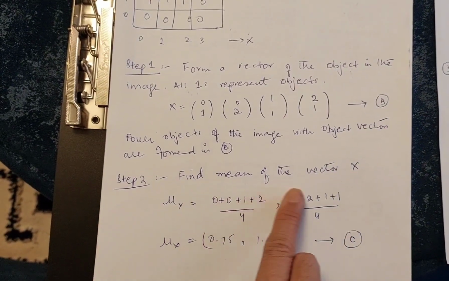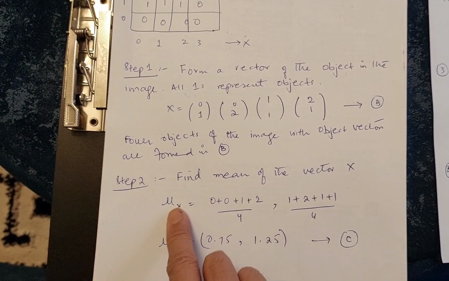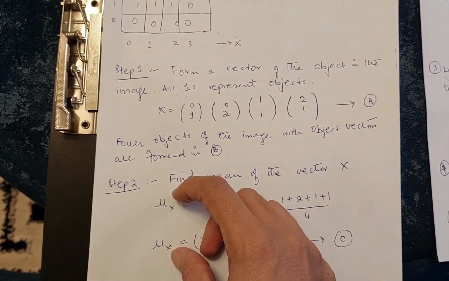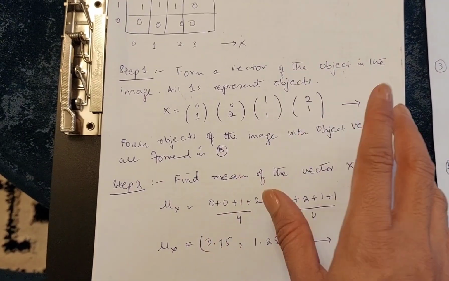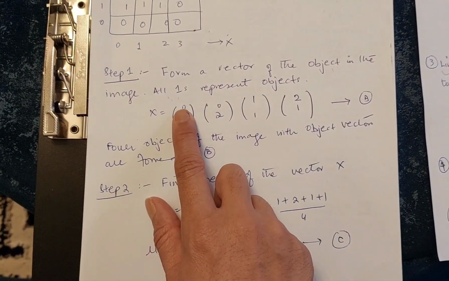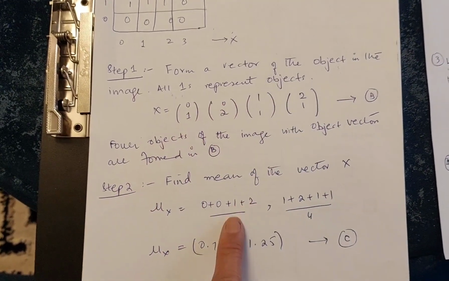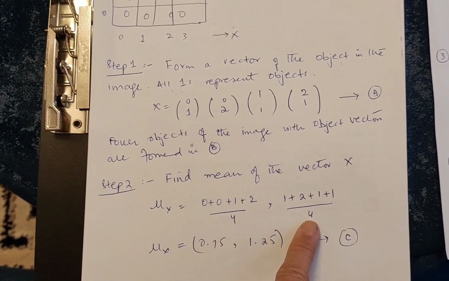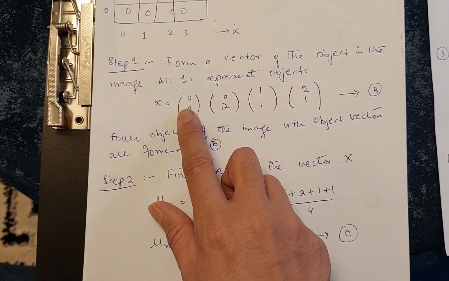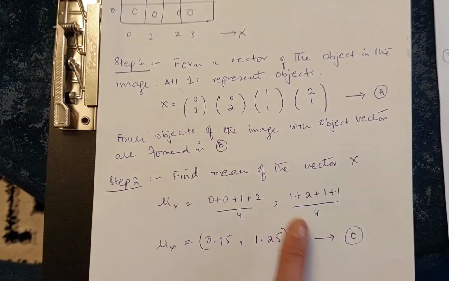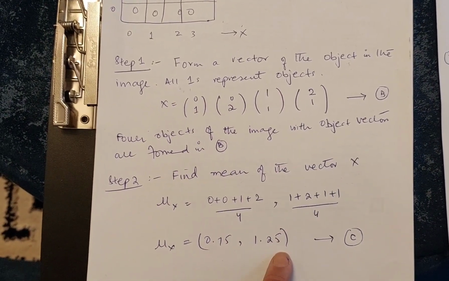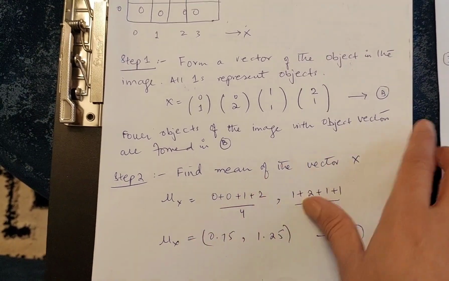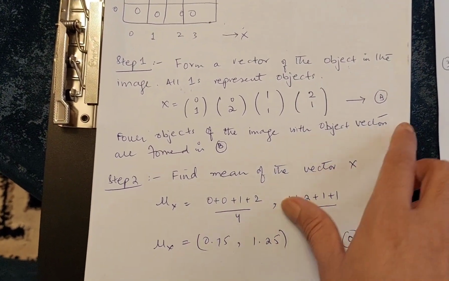So I will find out the mean of the vector. In order to find the mean, you have two components, the x component and the y component. For the x component you add 0, 0, 1 and 2 divided by 4, and for the y component you do 1, 2, 1 and 1 divided by 4. So I got 0.75 and 1.25. This is my mean for the vector x.